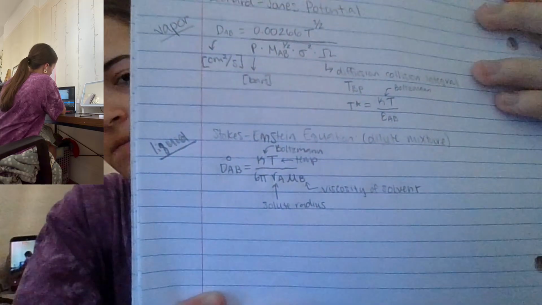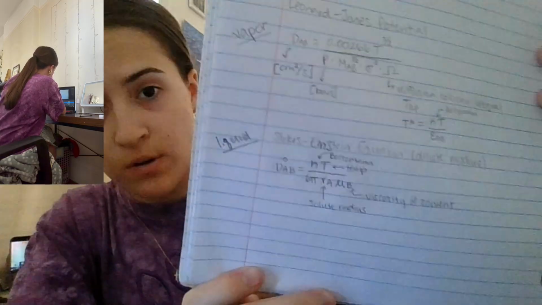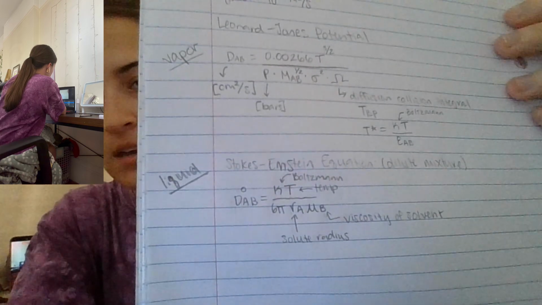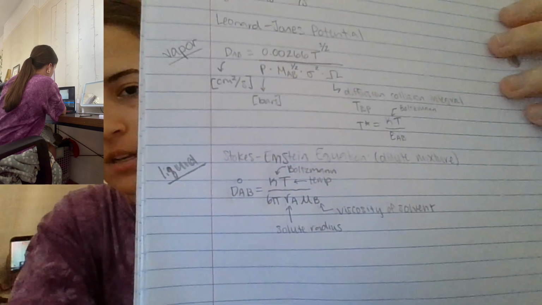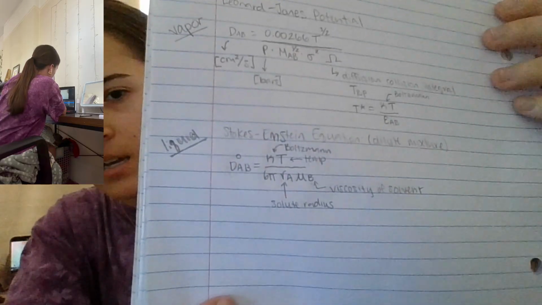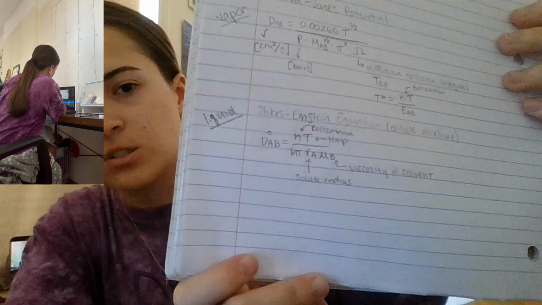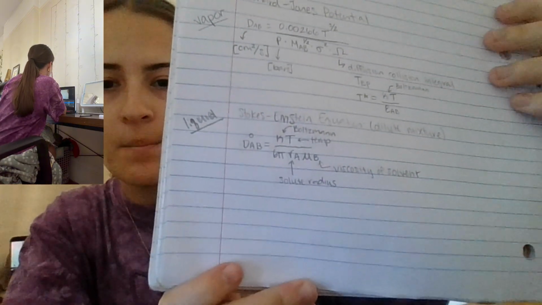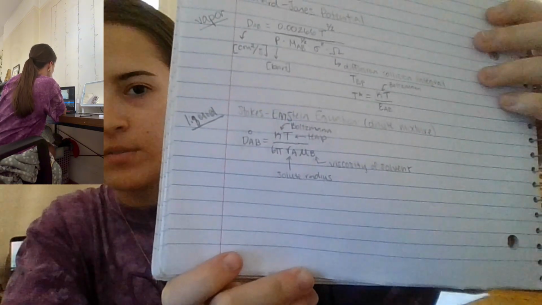We have the infinite dilution diffusion coefficient of A and B is equal to the Boltzmann constant times the temperature of our system, divided by 6 pi times the solute radius, so the particle size, times the viscosity of the solvent.